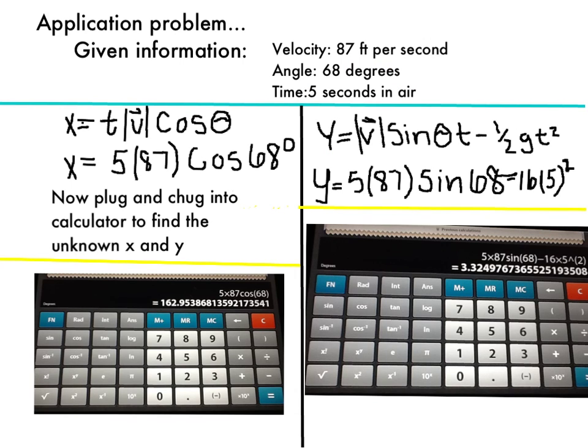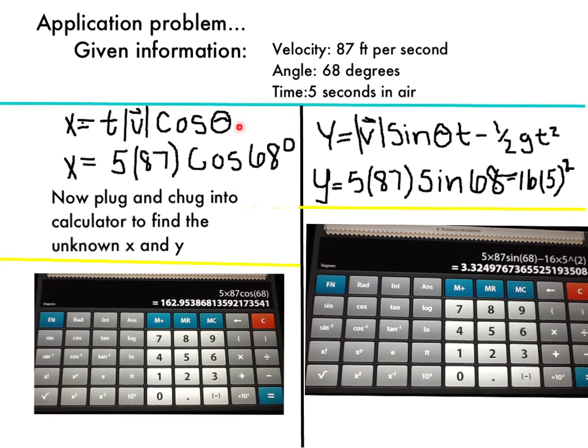Now, this is the application problem. For every problem, there is given information. So for this one, the velocity of the discus will equal 87 feet per second, while the angle at which you released it is 68 degrees, and the time is 5 seconds in the air. So we take our two equations that we got prior, and then we simply just plug and chug.